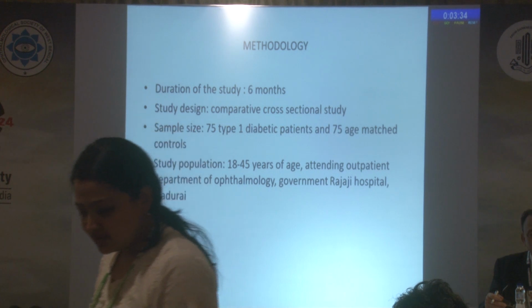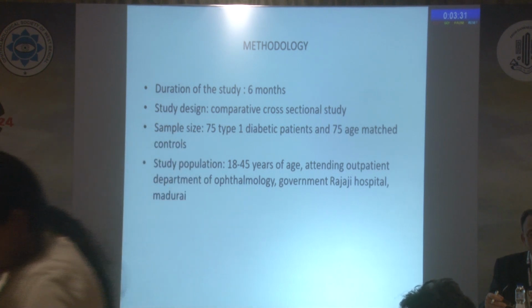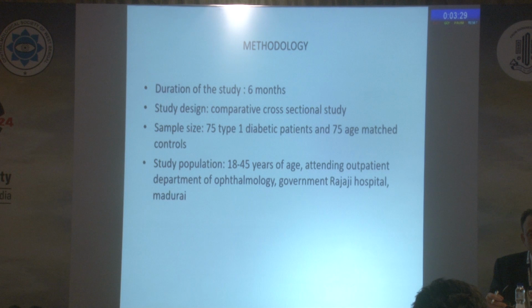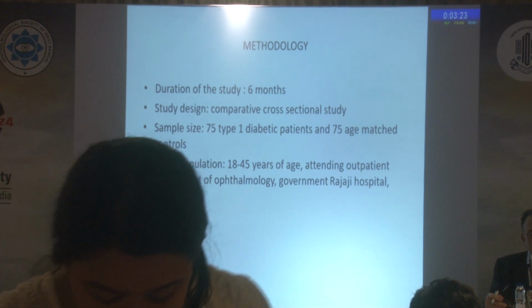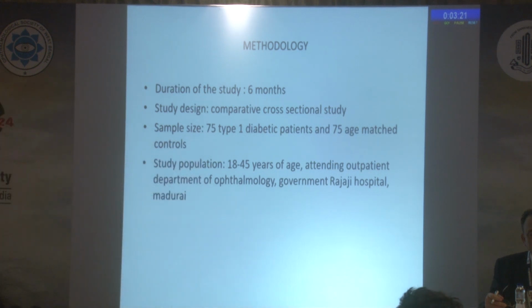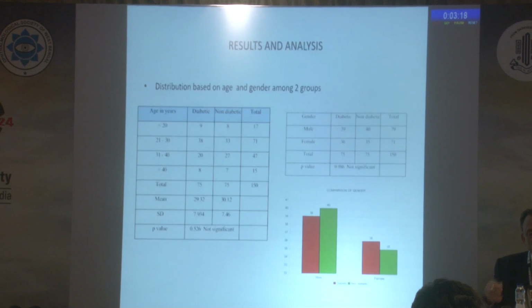The duration of this study was 6 months and it was a comparative cross-sectional study. The sample size was 75 type 1 diabetic patients and 75 age-matched controls. The study population was 18 to 45 years of age, attending the outpatient department of ophthalmology, Government Rajaji Hospital, Madurai.